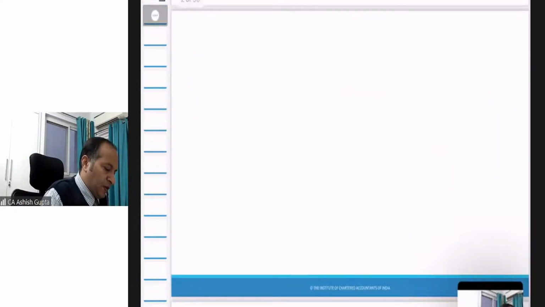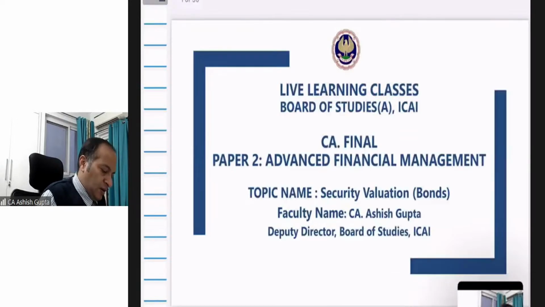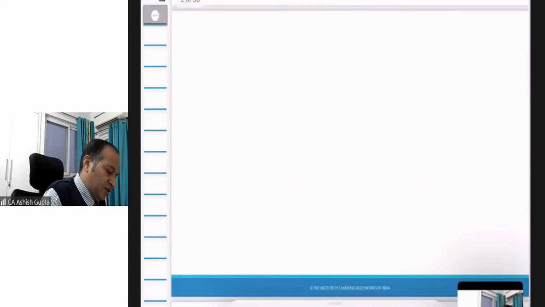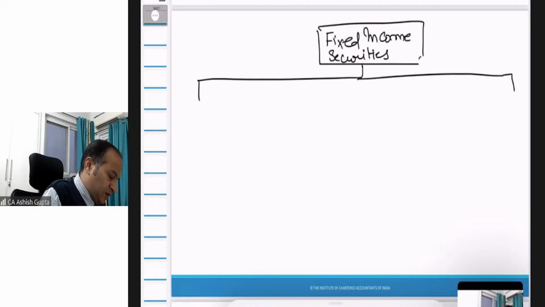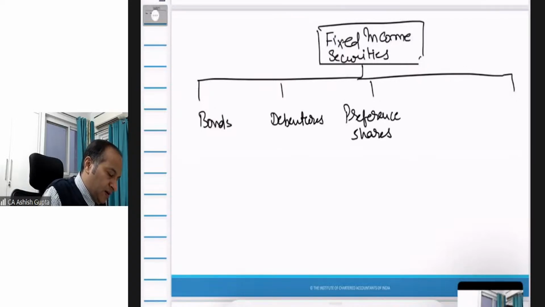Now, students, as I told you, we are discussing bond valuation, but we should call it fixed income securities. When we talk about fixed income securities, first of all we have to see what the various categories are. It can be bonds, or debentures, or preference shares, or money market instruments.